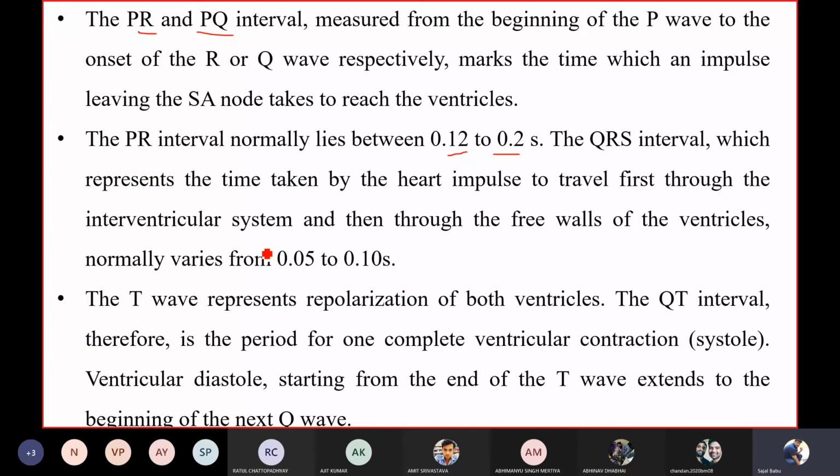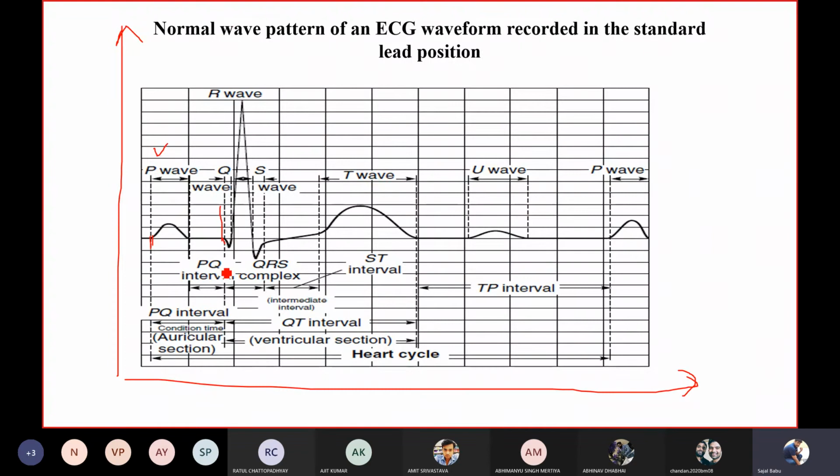And now come on to the QRS interval. What is this QRS interval? This particular QRS wave, or you can call it the QRS complex. Here is my mouse. This particular QRS complex starts from Q, and then R, and then S.